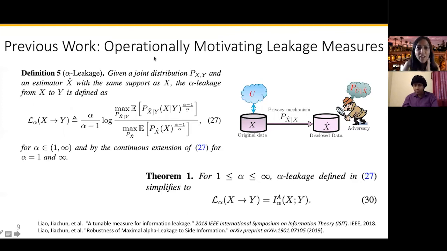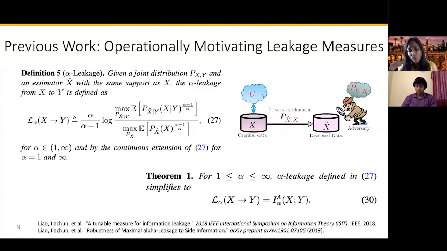Yeah, rather, it actually came from this work. So I'll tell you a very short, quick story. Mutual information was used for a long time to measure privacy leakage. And there was really no adversarial model precisely for mutual information.